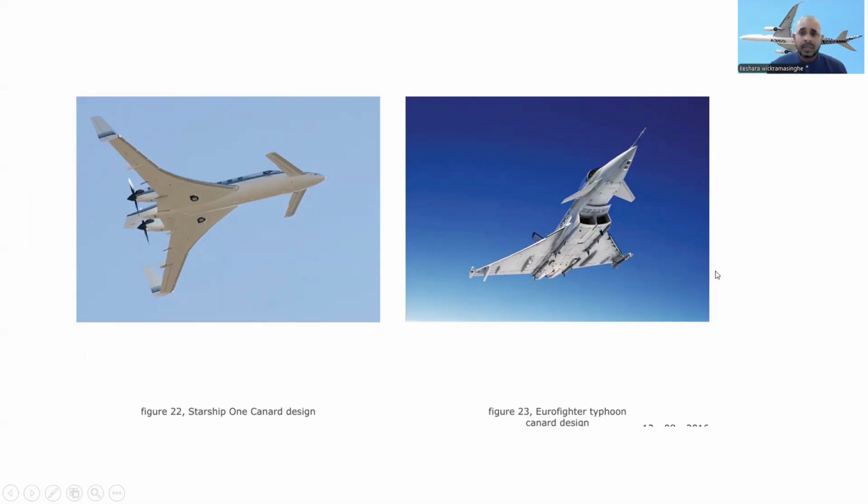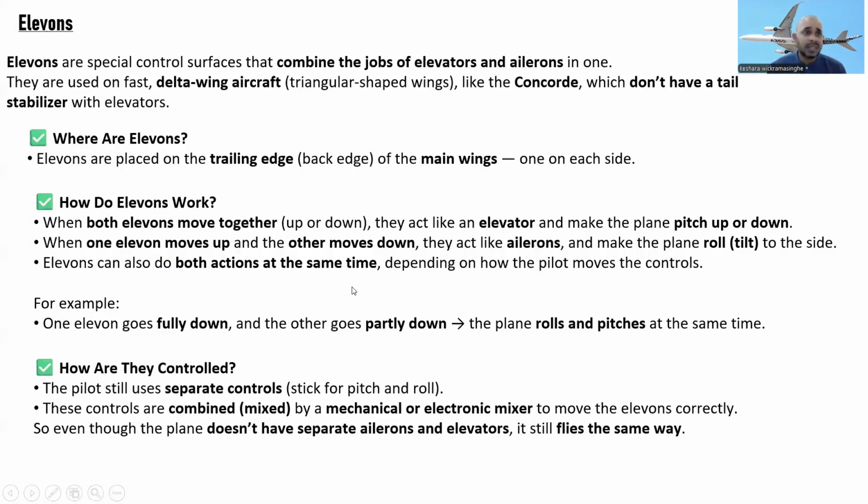All right, now let's go to the elevons. Elevons are special control surfaces that combine the jobs of elevators and ailerons in one. They are used mostly on fast delta wing aircraft, triangular-shaped wings like Concorde, which don't have a tail stabilizer with elevators, right? So where are the elevons?